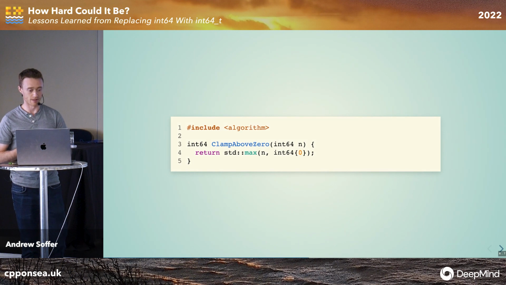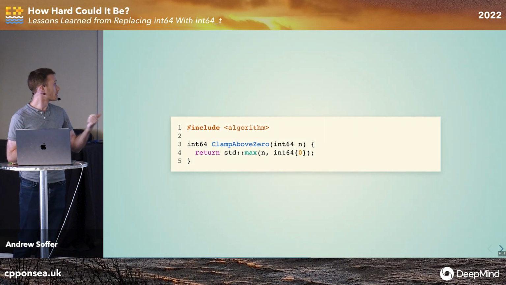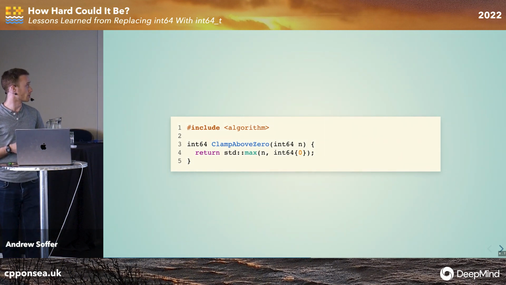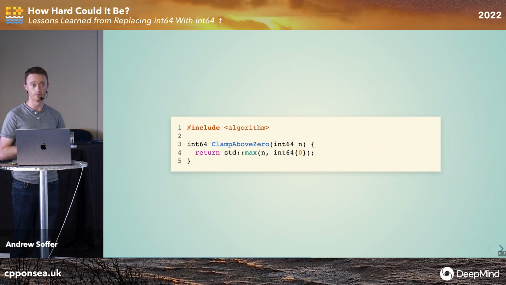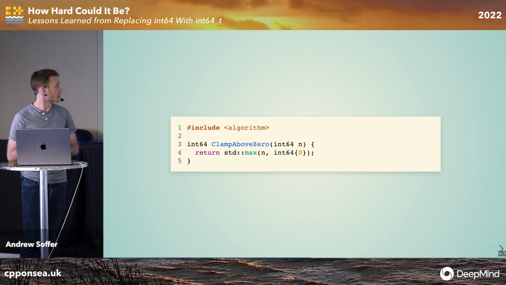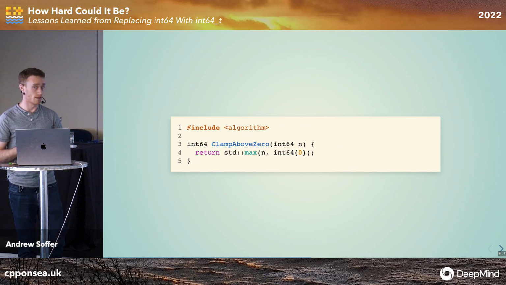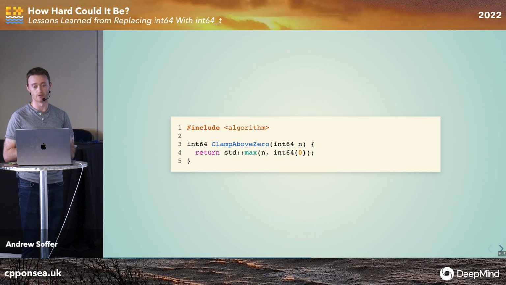So instead, we fixed it like this. Right? We brace initialized the 0: int64 from 0. It's actually the same number of characters as the previous one, which is nice, keeping things as small as possible. And so we wrote a clang-tidy check to fix all of these, and we ran it over the code base.